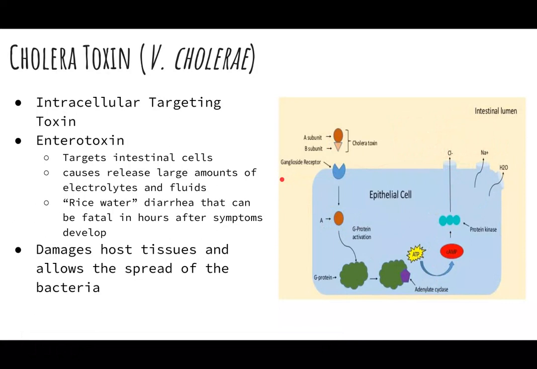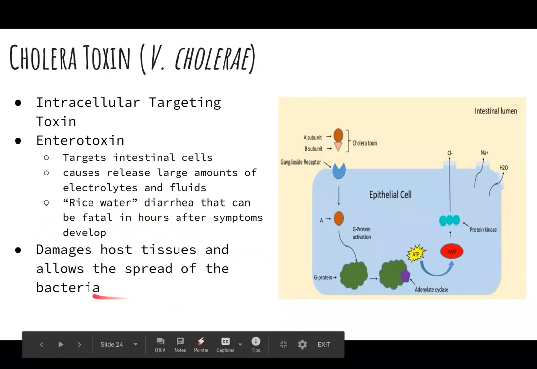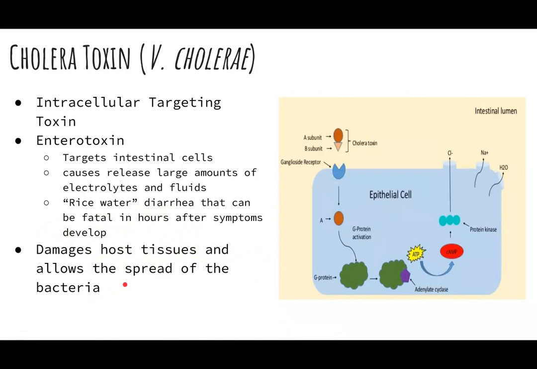to trigger lots of water being released inside of the intestinal tract, which is going to cause what's called rice water diarrhea. And you actually produce so much diarrhea that it can be fatal within hours of symptoms developing due to dehydration. This is going to both damage the host tissues and also help the bacteria to spread around, because Vibrio cholerae is a waterborne pathogen that is spread through the oral-fecal route.